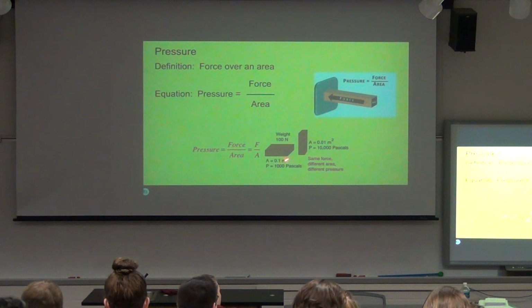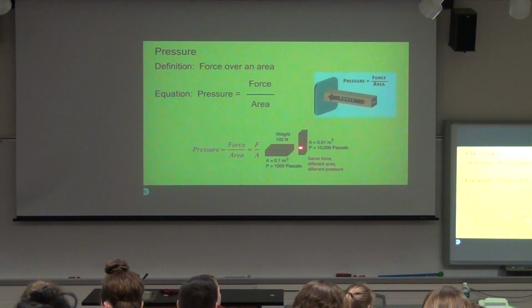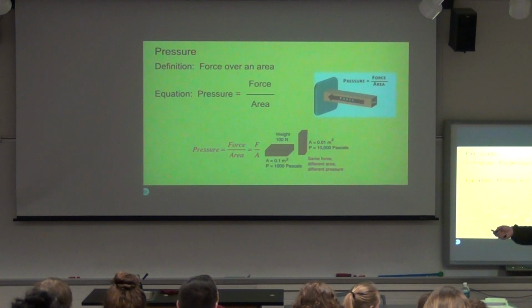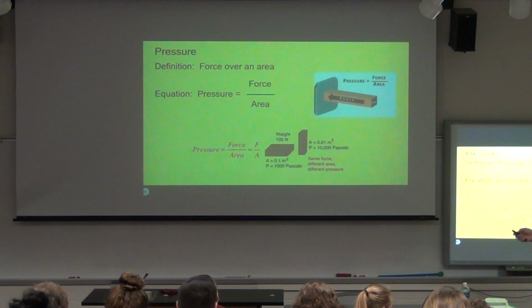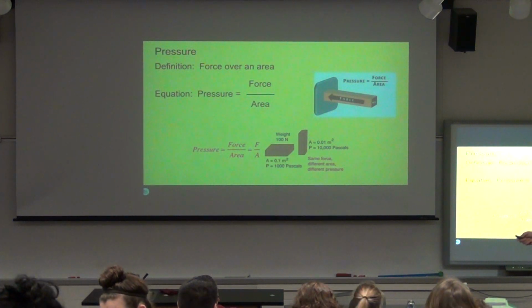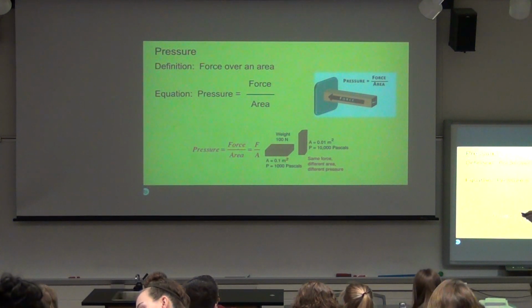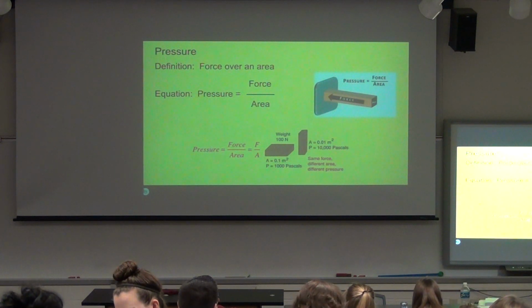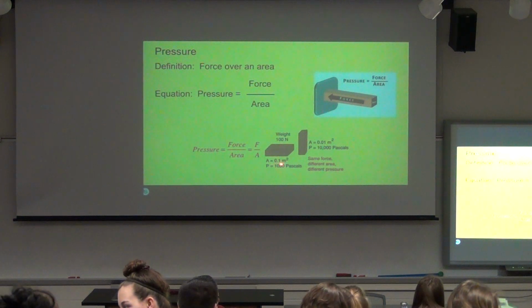So here's a neat little example. The same brick has the same weight, but one way it's laying down kind of flat, so it's got a larger area, 0.1 square meters. So when you take the weight and divide it by its area, you get 1,000. We'll talk about the unit here in a second.